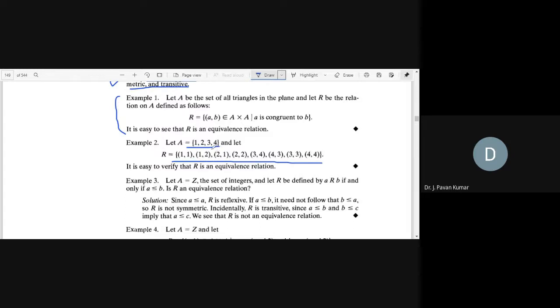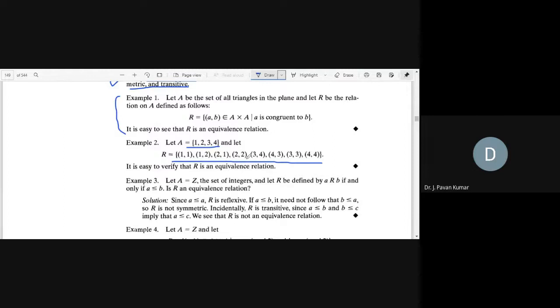So is it symmetric or not? Yes, sir. Yes. Now we have to check whether it is transitive or not. So (1,2) is there, (2,1) is there. So what is the pair that we need to have? What is the tuple we should have? (1,1) with this. (1,1).